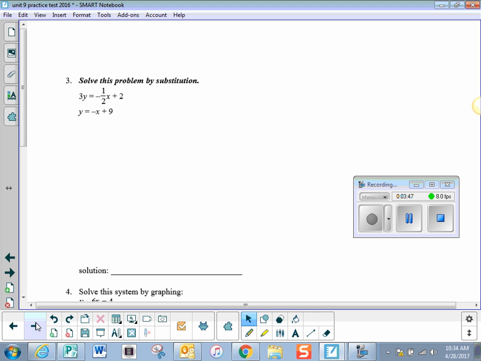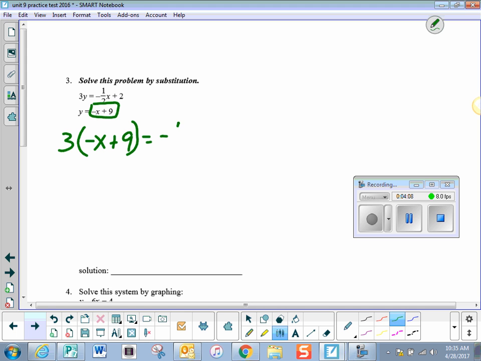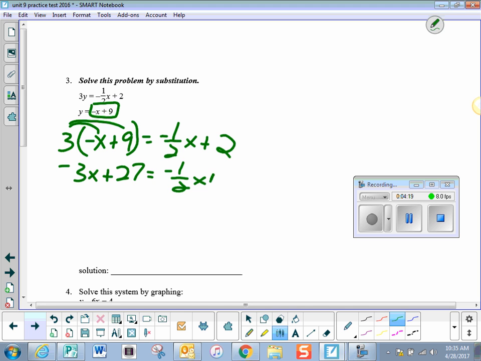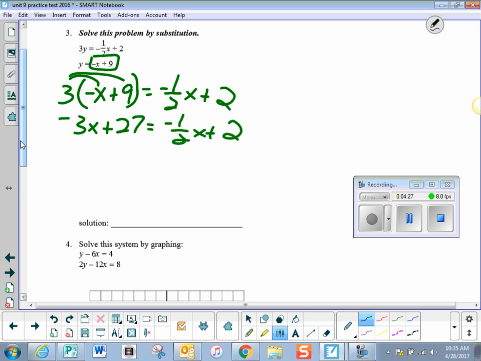Number 3 asks us to solve by substitution. So if I'm substituting, I'm going to substitute in for y negative x plus 9. So I have 3 times negative x plus 9 equals negative 1/2 x plus 2. What's interesting is a lot of you did the distributive property just fine: negative 3x plus 27 equals negative 1/2 x plus 2. And then you forgot to apply properties of equality to solve an equation. I need to get x on one side, numbers on the other.